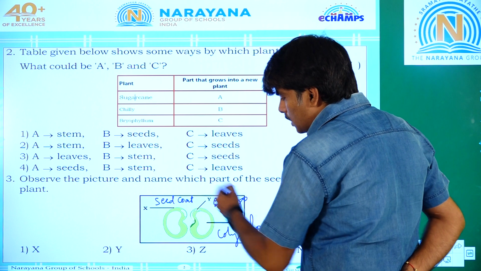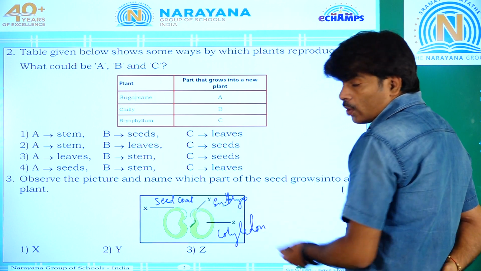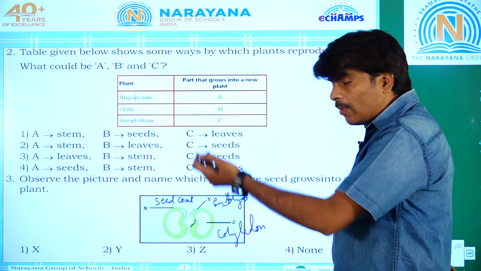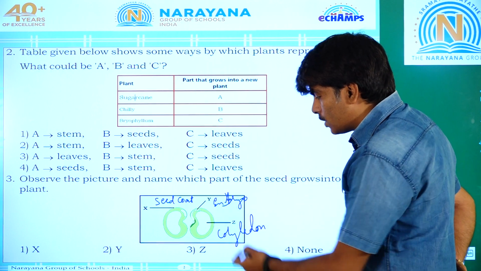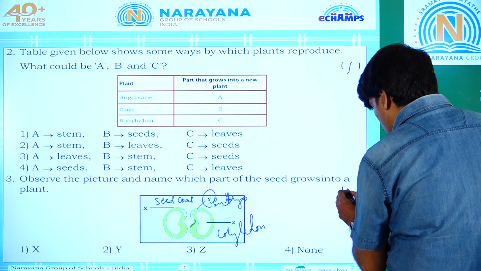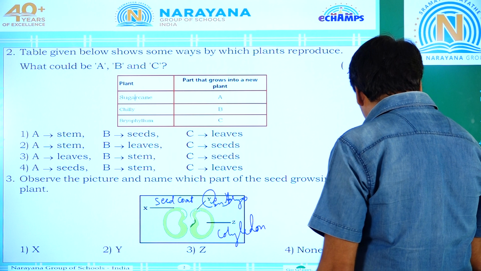Okay, in these three, the seed coat protects the seed, the cotyledon supplies food to the baby plant, and the embryo grows into the baby plant. So our option is Y, that is option 2. Now moving on to the next question.